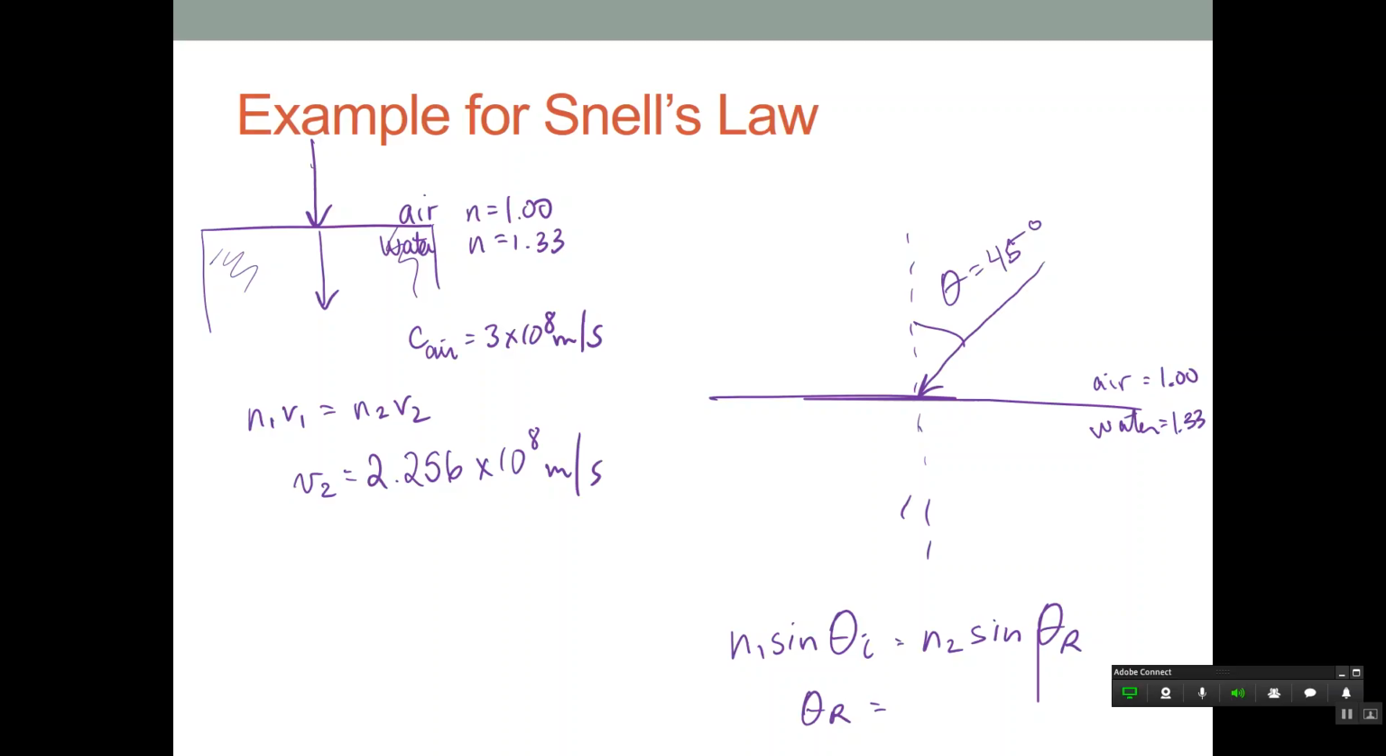So again, we're expecting a number that's going to be less than 45. And make sure your calculator is in degrees. 32? Can one other person confirm that? You guys got that? 32? All right, so that means the refracted angle, capital R, is going to be equal to 32 degrees. And that's what we were expecting.